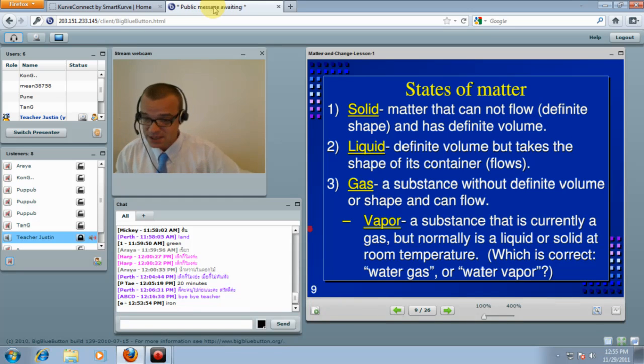And gas, a substance without definite volume or shape, and it can flow, so it can move around, change its shape. Anyone give me an example of a gas? A gas.